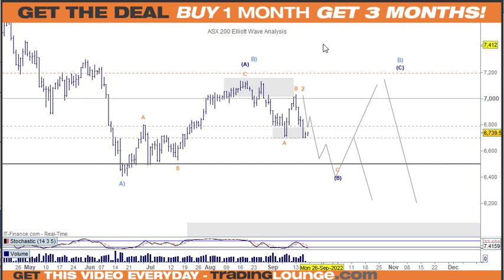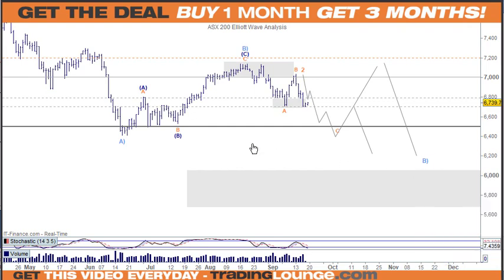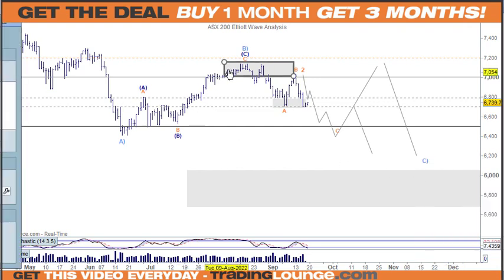Now, I'm starting to get the idea that we will need to put this structure larger over here for this wave B, and look at this as a wave C to the downside there.